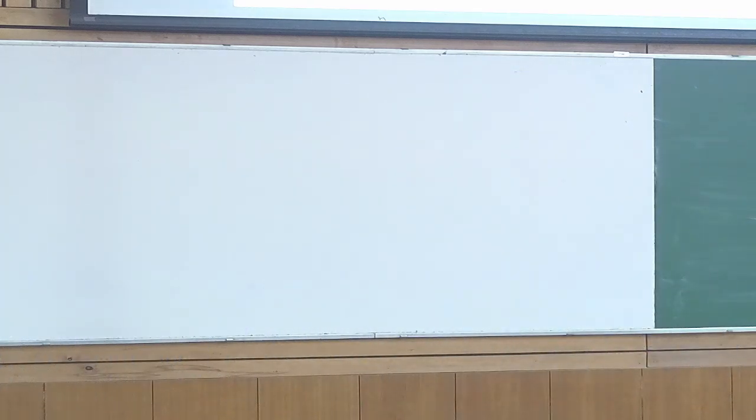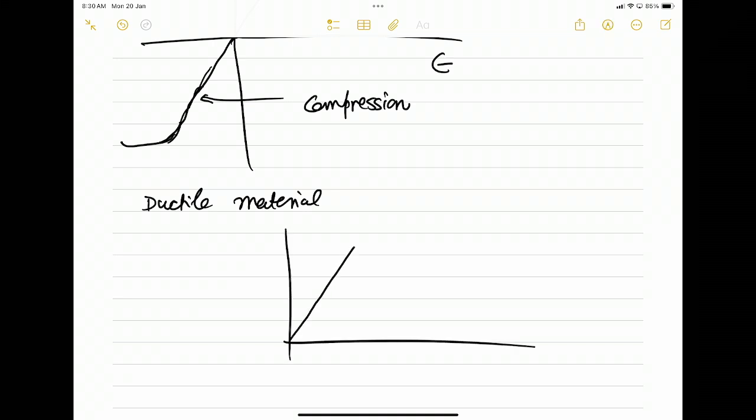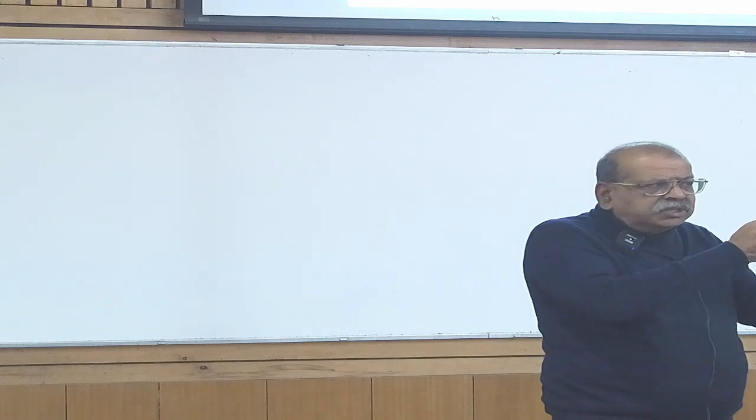But in a ductile material, the behavior is a bit different. In a ductile material, what you find is as we increase the stress, the strain increases, and then there is a point which is termed as the yield point, where the material starts to flow a bit. That is what is called the yield point.